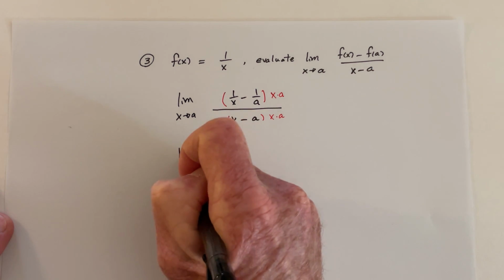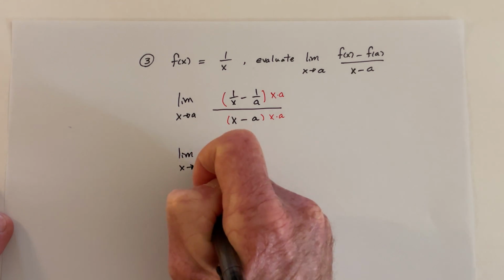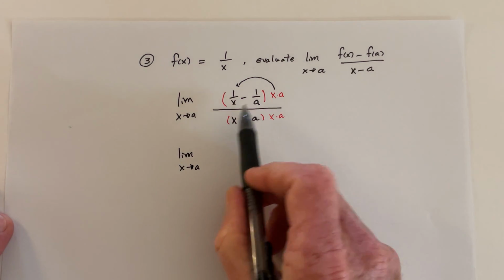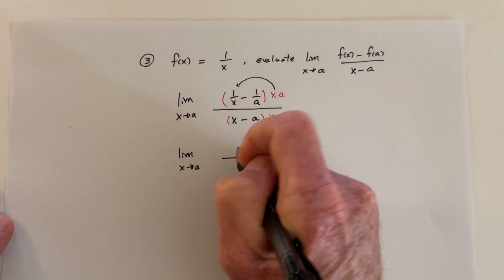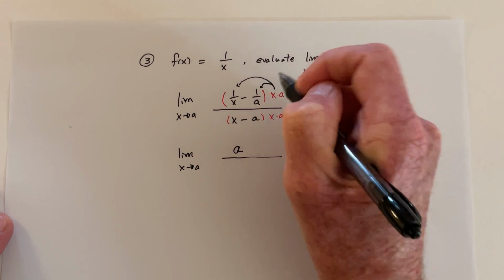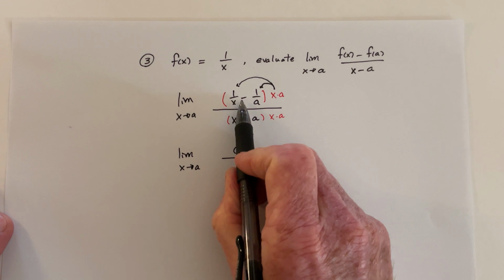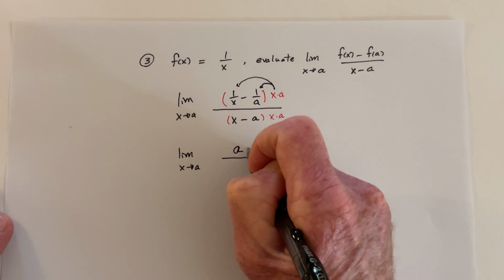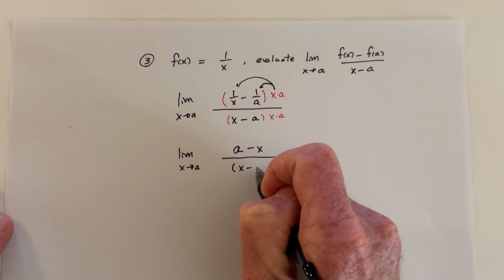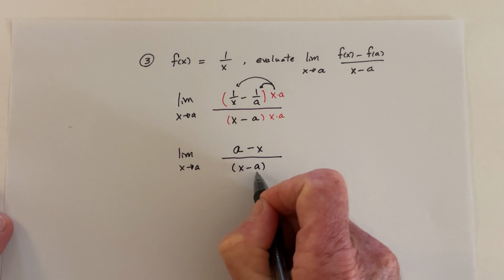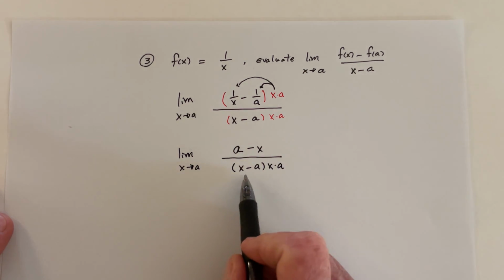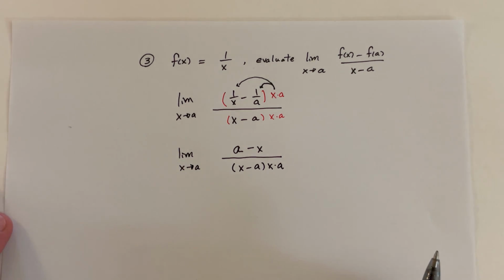So then simplify. So when you multiply this and distribute, the x is going to cancel. It only leaves an a. And when you distribute here, then the a's are going to cancel. It's going to leave behind minus an x. And on the bottom, just copy it down. Don't multiply it out. Because in a moment, this x minus a is going to get canceled. And that x minus a is what's causing division by 0, so it has to cancel.